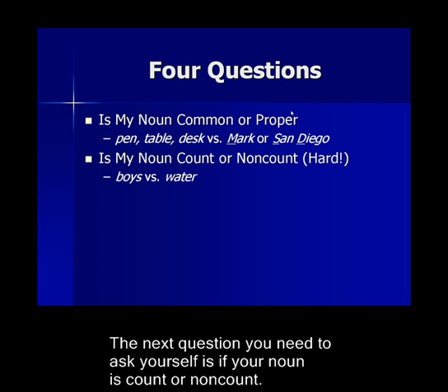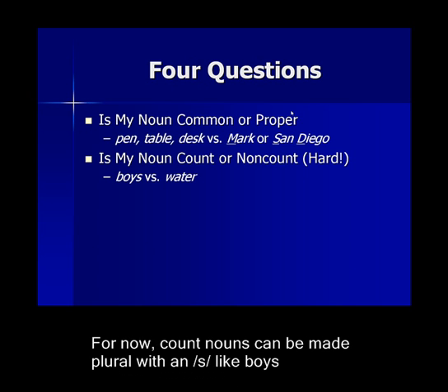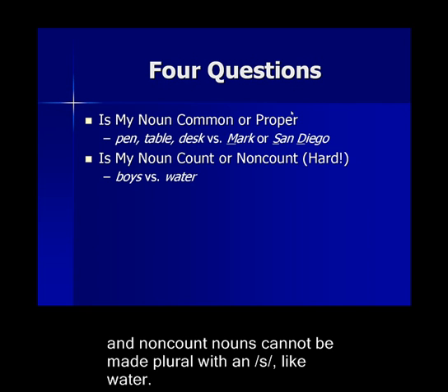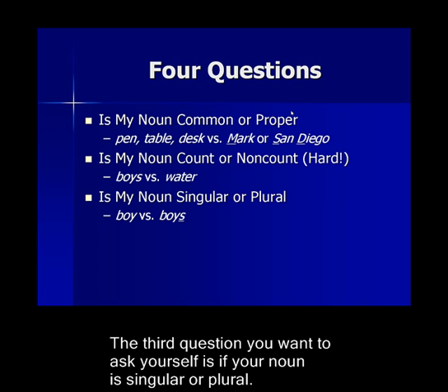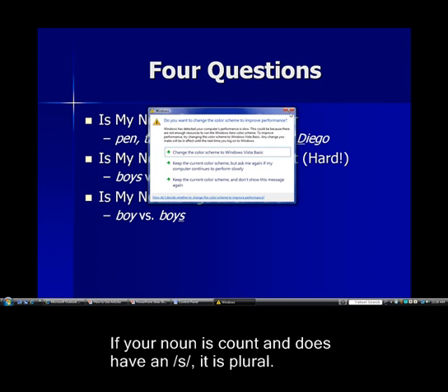The next question you need to ask yourself is if your noun is count or non-count. This is a very difficult question and will be the basis of another video. For now, count nouns can be made plural with an S, like boys, and non-count nouns cannot be made plural with an S, like water. The third question you want to ask yourself is if your noun is singular or plural. This is not very hard. If your noun is count and does not have an S, it is singular. If your noun is count and does have an S, then it's plural.